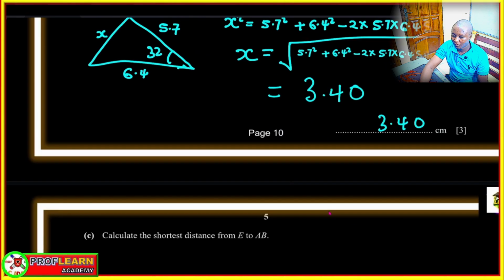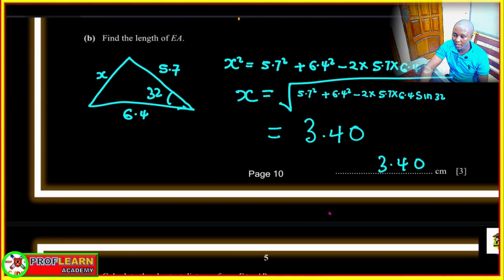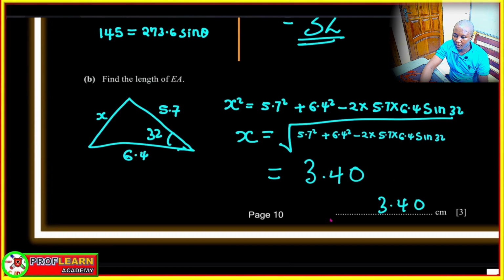Calculate the shortest distance from E to AB. E to AB. So it's basically the top is E, and the base is AB.